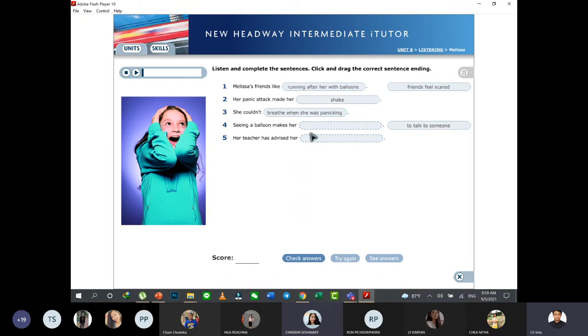Teacher, can I change the answer? Yes, you can. Make her shake. Make her shake. Yeah. Okay. How about this one? Her teacher advise her to talk to someone. Oh, to talk to someone.